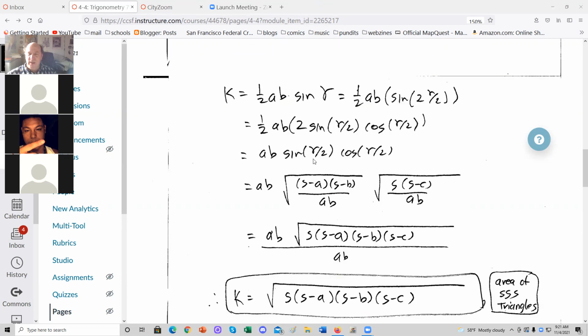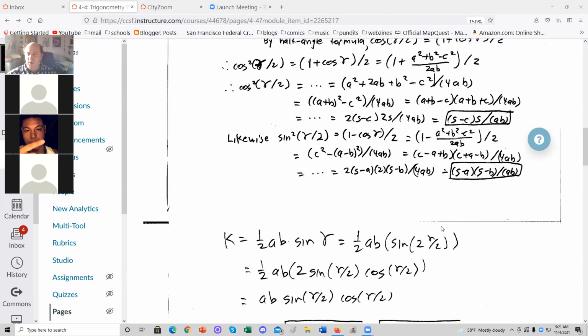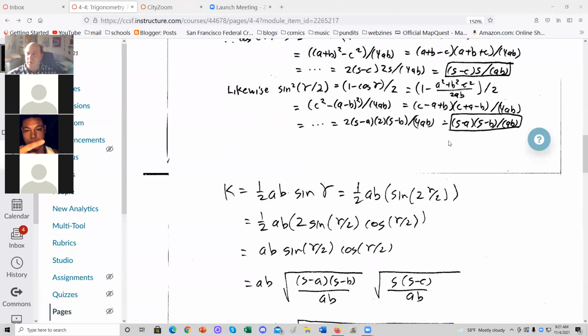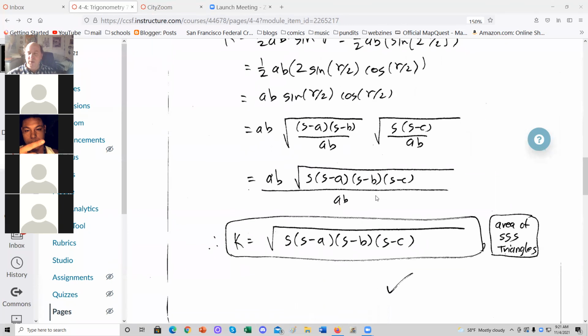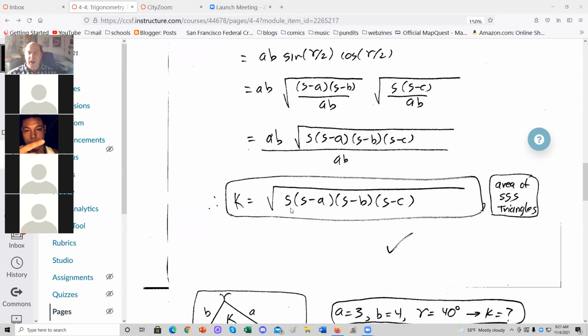Okay. And this sine gamma over 2 is the square root of (s minus a) times (s minus b) over ab, like here. And this cosine gamma over 2 is the square root of s times (s minus c) over ab. Merge these two, get ab root of s times (s minus a) times (s minus b) times (s minus c) over ab. ab is canceled, and we're left with K equals the root of s times (s minus a) times (s minus b) times (s minus c). And that's Heron's formula, Hero's heroic formula. And this gives the area of side-side-side triangles.